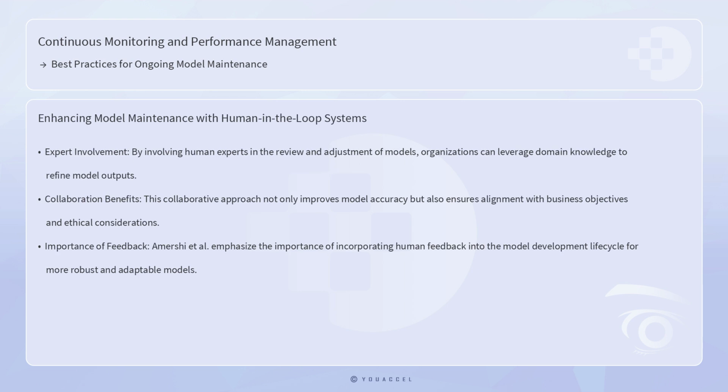Furthermore, the integration of human-in-the-loop systems can enhance model maintenance efforts. By involving human experts in the review and adjustment of models, organizations can leverage domain knowledge to refine model outputs. This collaborative approach not only improves model accuracy, but also ensures that models remain aligned with business objectives and ethical considerations. Amershi et al. emphasize the importance of incorporating human feedback into the model development lifecycle, suggesting that such integration can lead to more robust and adaptable models.